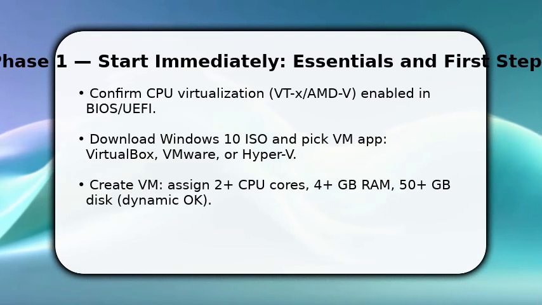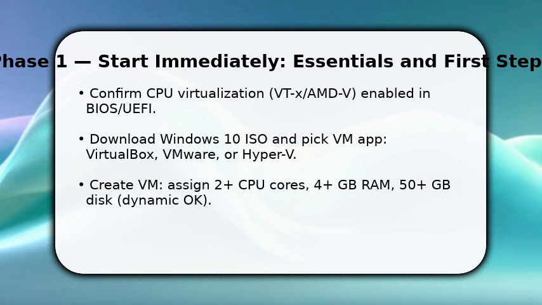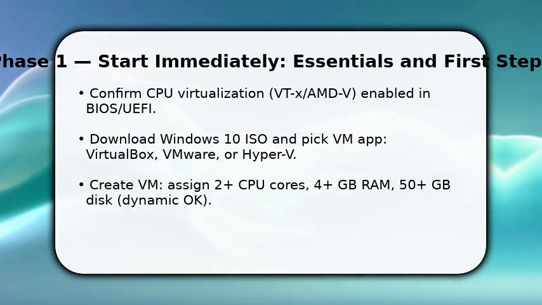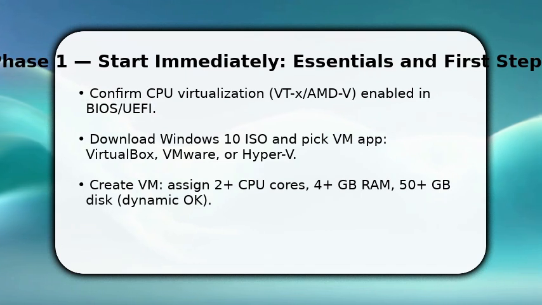Enjoy the video. You begin by enabling virtualization in BIOS, because without VT-x or AMD-V, the VM won't run. Once done, download a Windows 10 ISO and choose VirtualBox, VMware Workstation, or Hyper-V. Pick one and create a new VM profile.